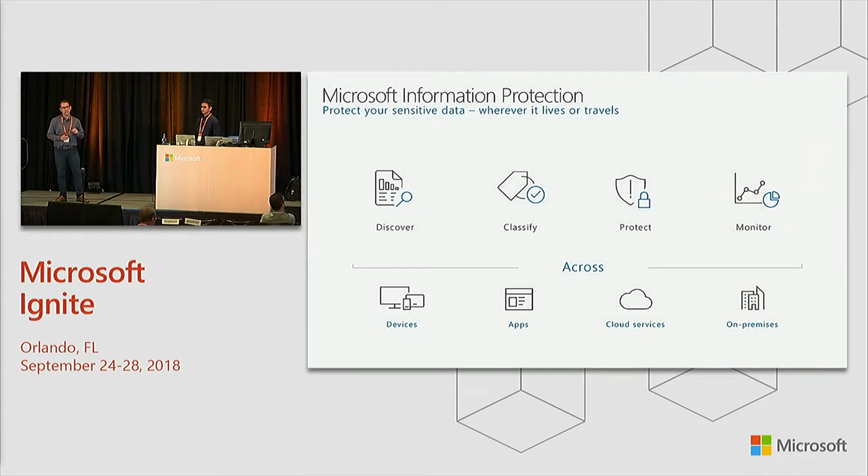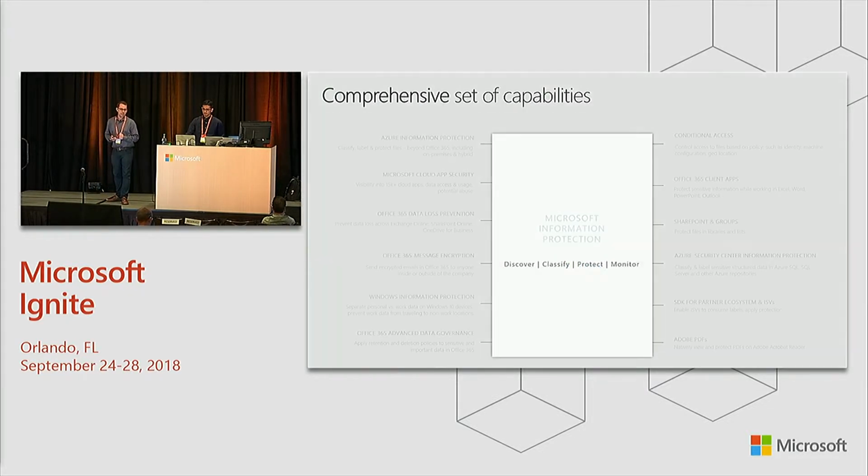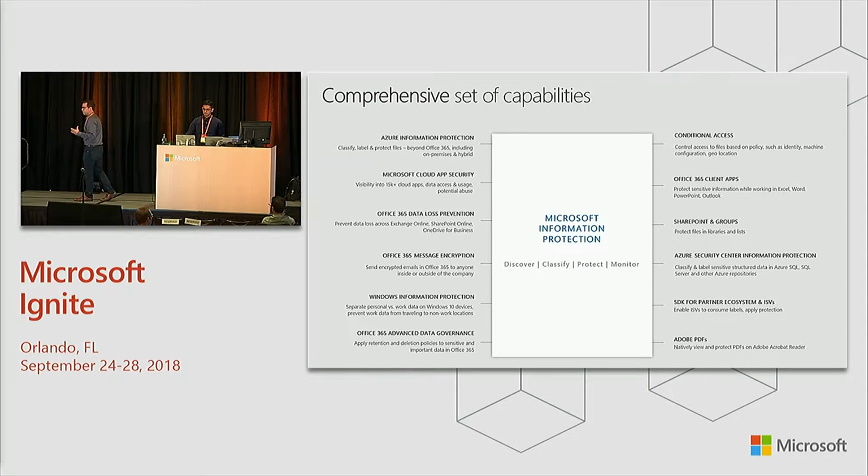How many of you, in this week at Ignite, have heard the term Microsoft Information Protection, or MIP, already? Several of you, awesome. So for you, this is going to be a bit of a recap, but I'll keep it pretty high level. The mission with Microsoft Information Protection is to enable you and your users to discover, classify, protect, and monitor sensitive data in your environment across devices, applications, and services. This is a huge bet for us at Microsoft. Within the umbrella of Microsoft Information Protection, there are many capabilities and tools at your disposal to help you and your users discover, classify, protect, and monitor sensitive data.